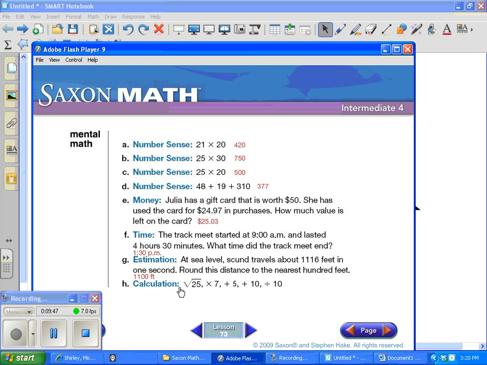Okay, here we go with calculation. The square root of 25 is 5, times 7, 35, plus 5, plus 10, divided by 10, then you're back to 5.